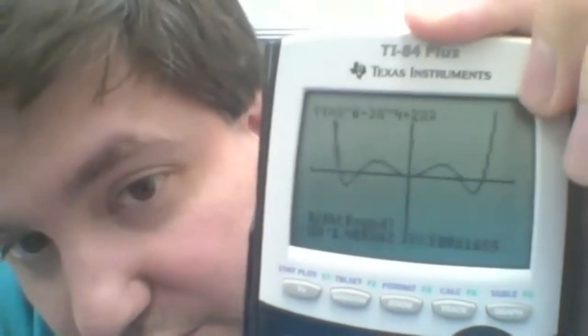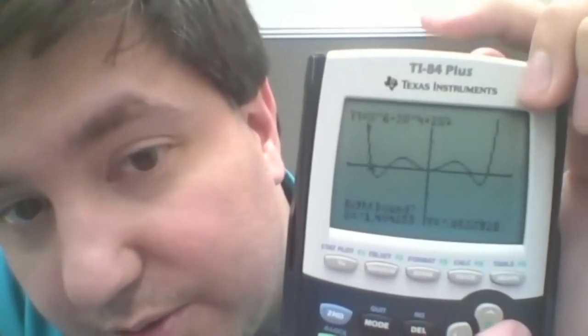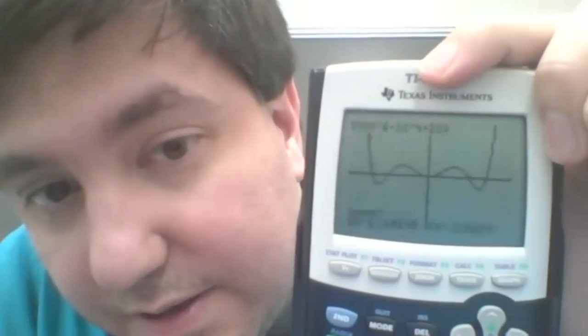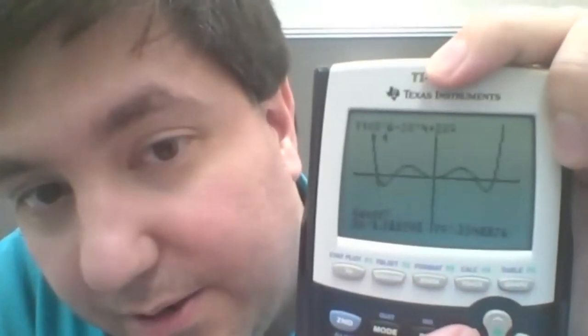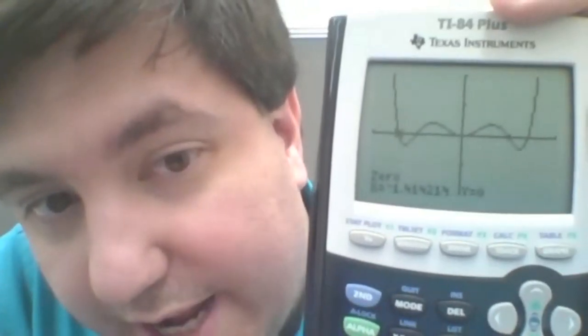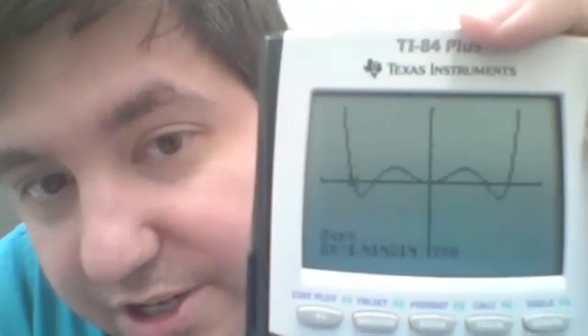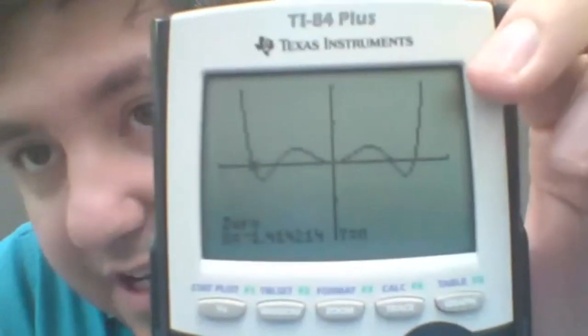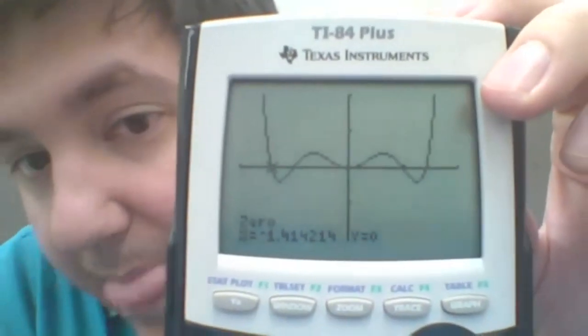And then you can do that all over again. You can also find the other value, which you might remember was the square root of 2. So you go to the left, go back over to the right of the point, and then go back to the middle, right about there. So that gives you -1.414, which is the decimal equivalent of the negative square root of 2.